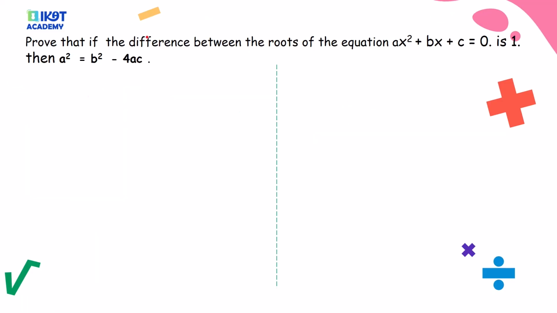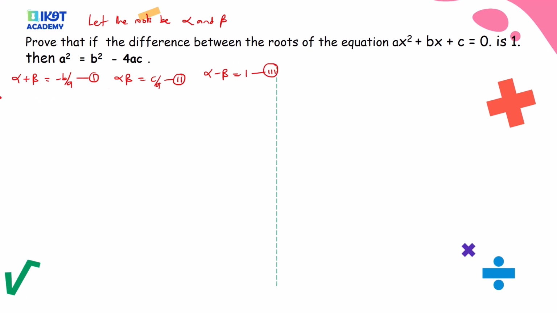So here they're saying prove that if the difference between the roots is 1, then this is this. So we always first let the roots be alpha and beta. So from the sum, the sum will be negative b out of a, then the product will be c out of a. Then what is the question telling us? That the difference between the roots is 1. So alpha minus beta is 1, the difference between alpha and beta. Then we can call this equation 3.